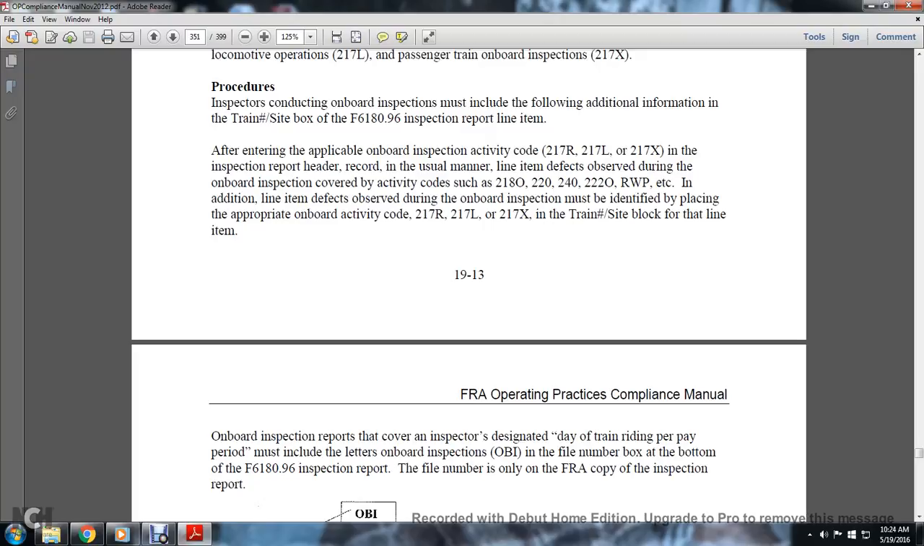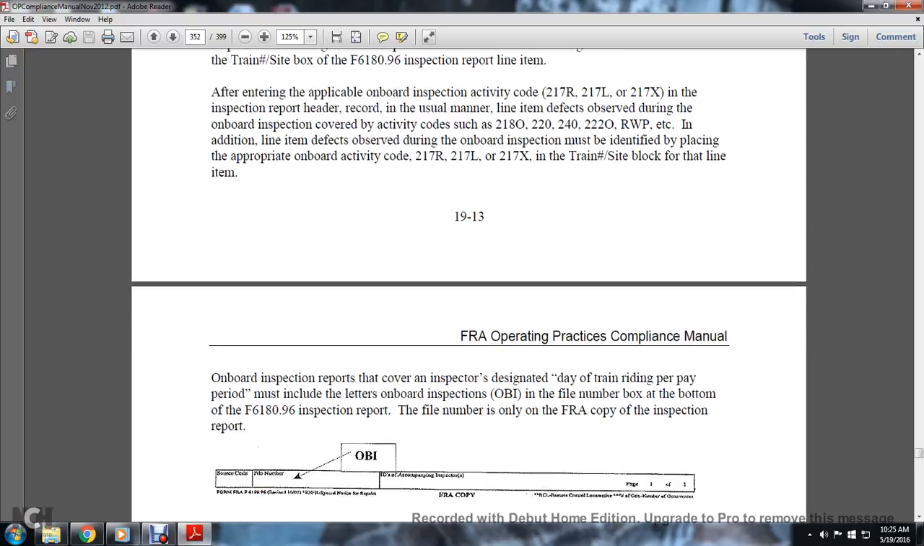Procedures. Inspectors conducting onboard inspections must include the following additional information: the train number, site box, and the F6180.96 inspection report item, entering the applicable operation code, activity code 217R, 217L, 217X, in the inspection report header. Record in the unusual manner item defects observed during the onboard inspection covering the activities of 218.0, 222.40, 222.0, and RWP, roadway worker protection, etc. In addition, line item defects observed during the onboard inspection must be identified by placing the appropriate onboard activity 217R, 217L, 217X in the number of the train site block for the line item on the report.